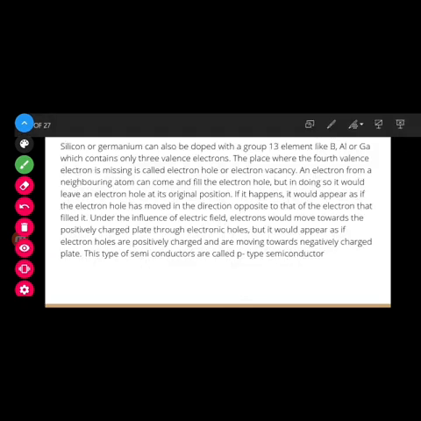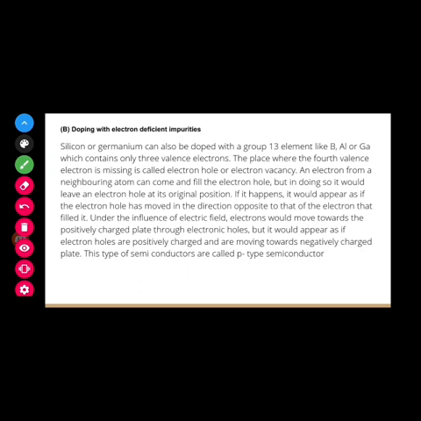Let's learn the next type of doping, that is doping with electron deficient impurities. In electron deficient impurities, the impurity which we take will have fewer electrons than silicon or germanium. Silicon or germanium has 4 valence electrons, right? So we'll use an impurity from group 13, so that it has 3 valence electrons.